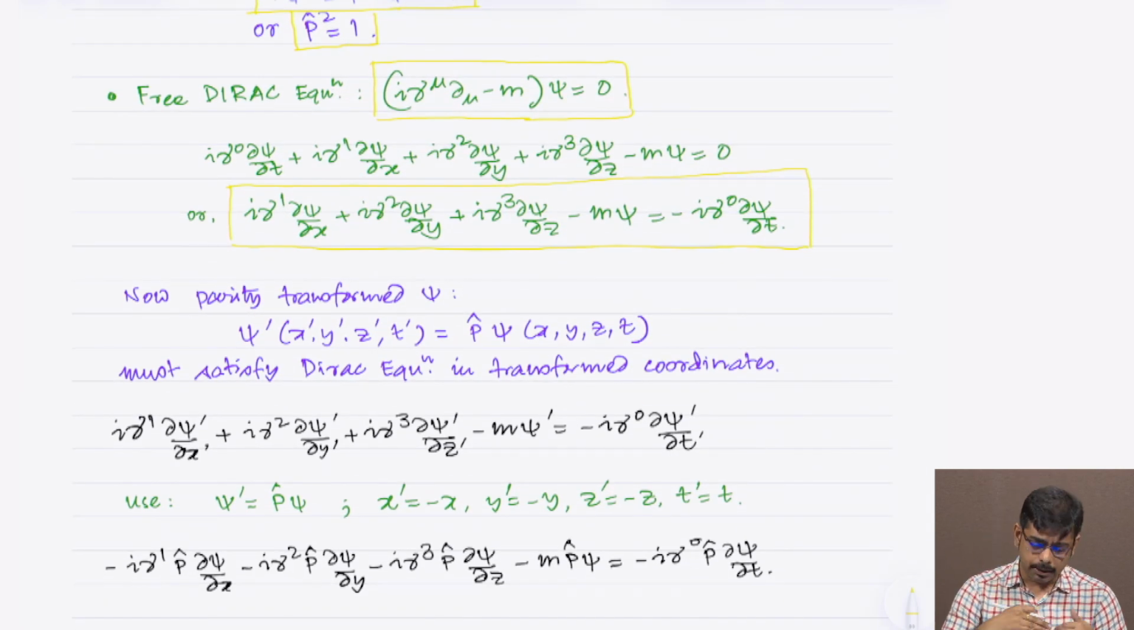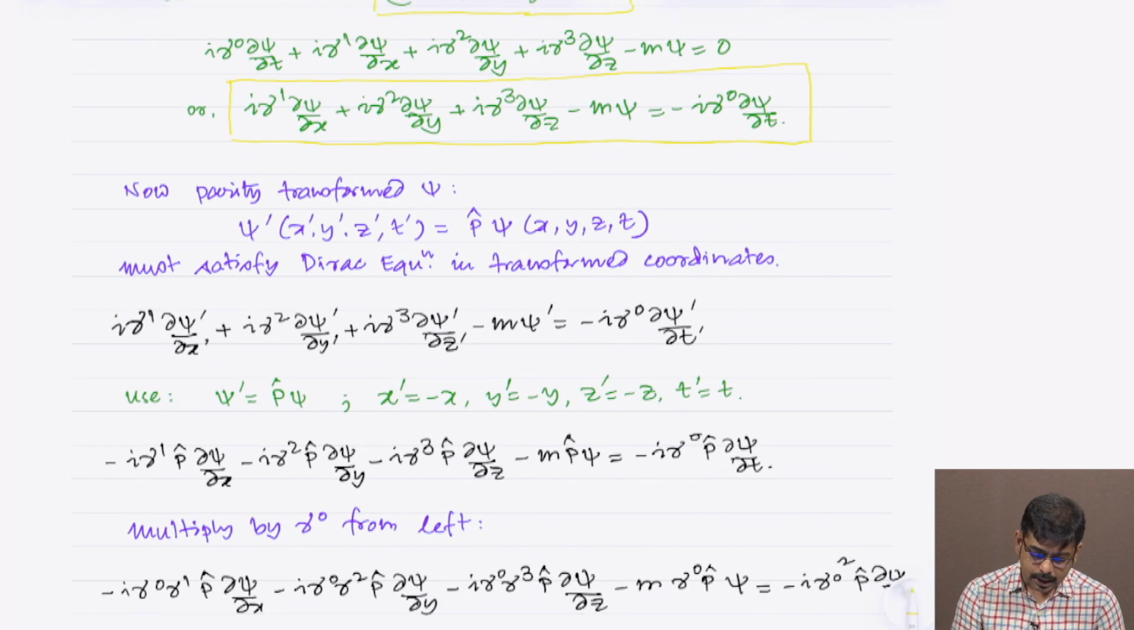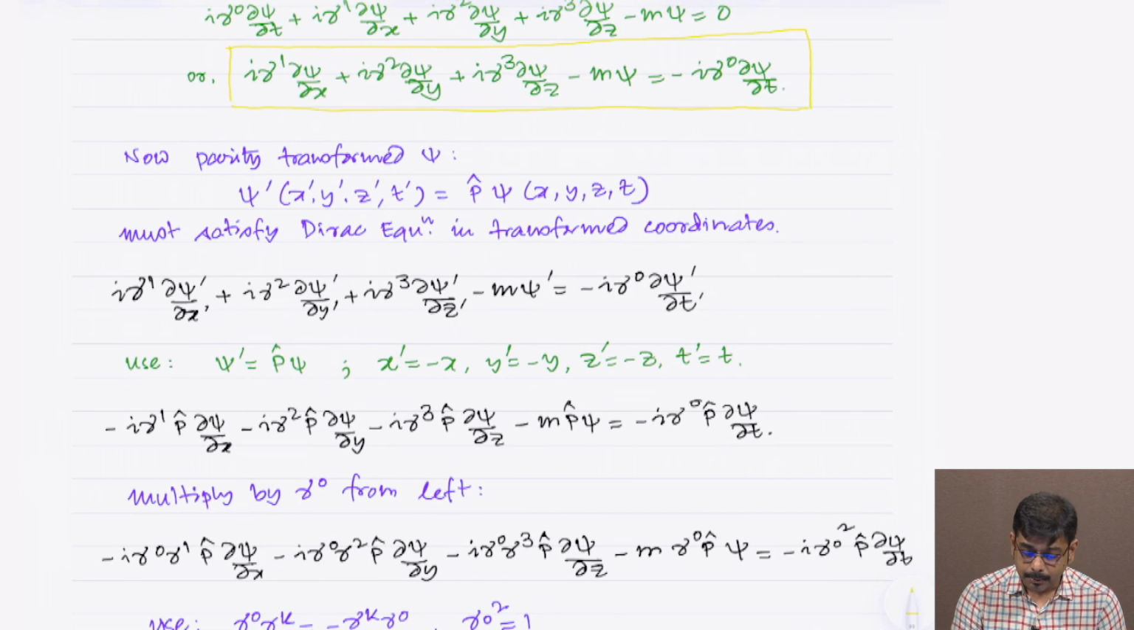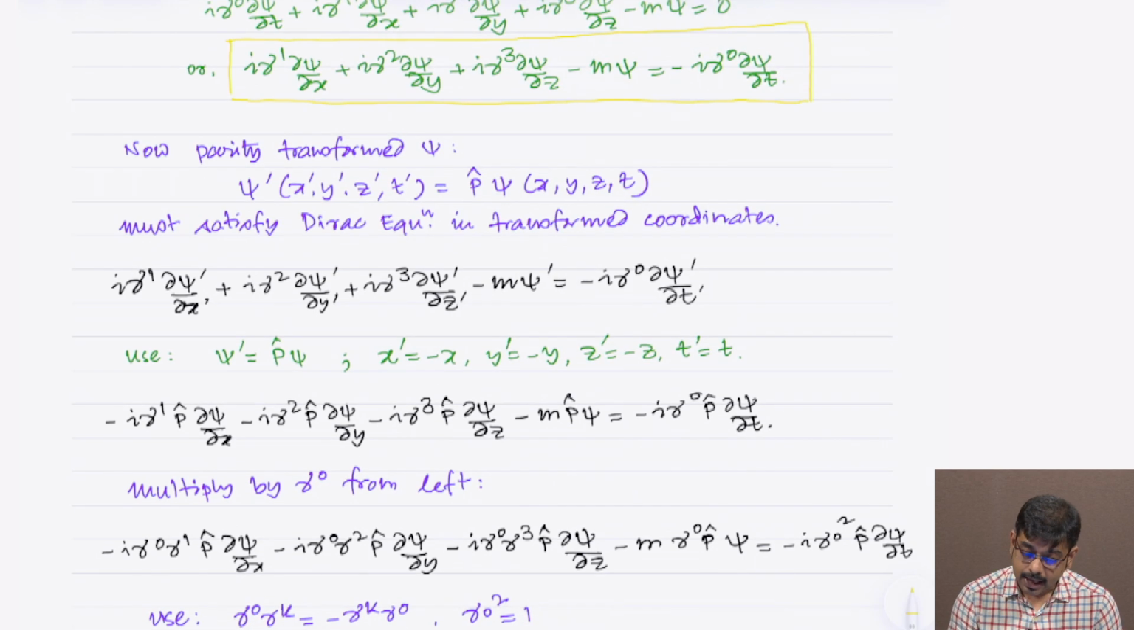Now, suppose I do a parity transformation on psi, so that I have a psi prime which is a function of x prime, y prime, z prime and t prime, obtained by operating P on psi of x, y, z, t. Let us write the equation in the parity-transformed coordinate system. The above equation turns into i gamma 1 del psi prime del x prime plus i gamma 2 del psi prime del y prime plus i gamma 3 del psi prime del z prime minus m psi prime is equal to minus i gamma 0 del psi prime del t prime.